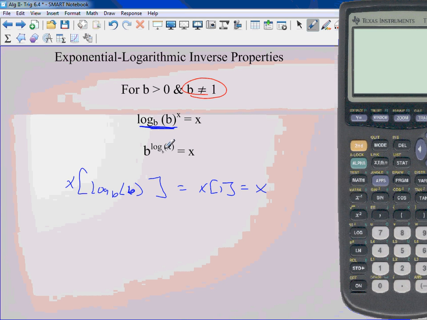B to the log b of the x. So in other words, b to the log of b, base b. Again, what happens here? This x is actually going to go. What happens here? And I'm just left with x. Right. That's what we did here.